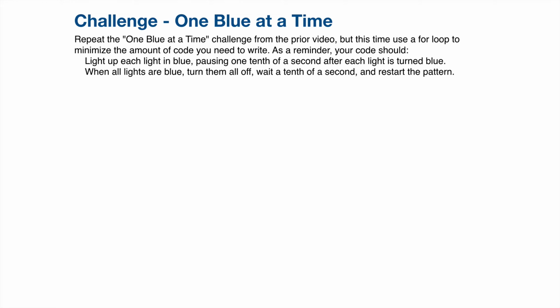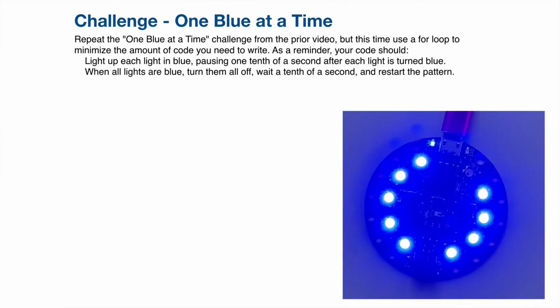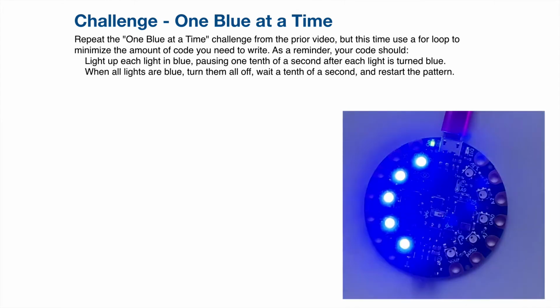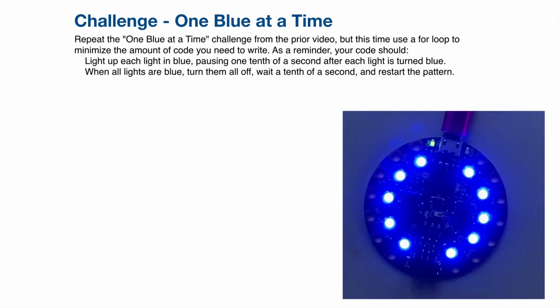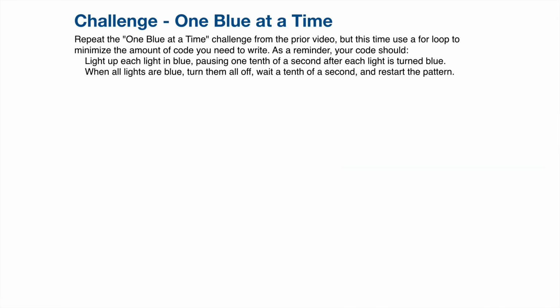So what I want you to do is to rewrite the code that we wrote during the last lesson, one blue at a time, but this time use a for loop to write more efficient code with fewer lines. And to remind you, this is what the pattern should look like. We light up all of the lights one by one, pausing 1/10 of a second after each light is lit up, shut them all off, pause 1/10 of a second, and we repeat the pattern. So why don't you pause right now, give it a shot, then unpause and let's take a look at the solution.